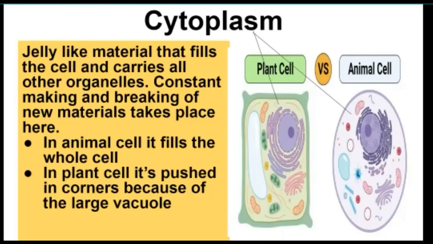Cytoplasm. It's a jelly-like material that fills the cells and carries all the other organelles. The constant making and breaking of new materials takes place in cytoplasm. Cytoplasm is present in both the plant and the animal cells. In the animal cells, it fills the whole cell, while in the plant cell, it's pushed to the corner because of the large vacuole present.